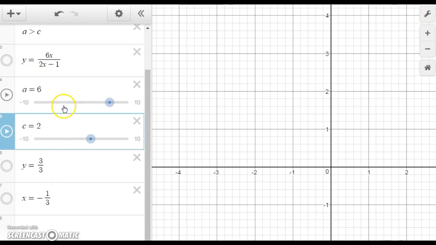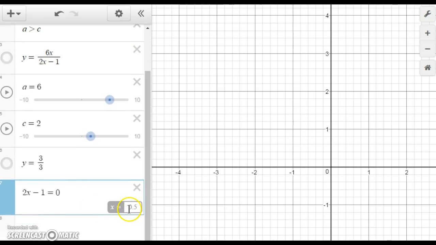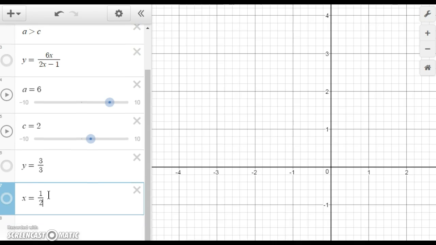Let's figure out the vertical asymptote first. So for the vertical asymptote, I need to solve this: 2x minus 1 equals 0. Decimals, they automatically give you the value, but you have to do this by yourself. So bring the negative 1 to the other side. I will have 2x equal to 1. Divide by 2, so my x equals 1 over 2.